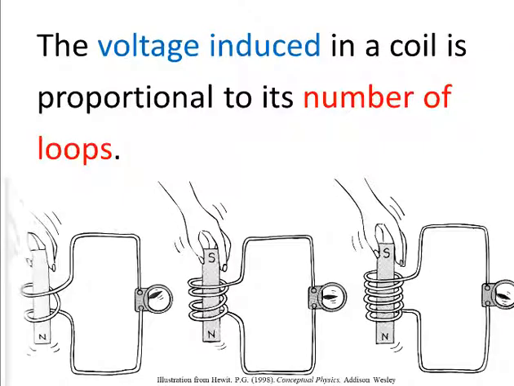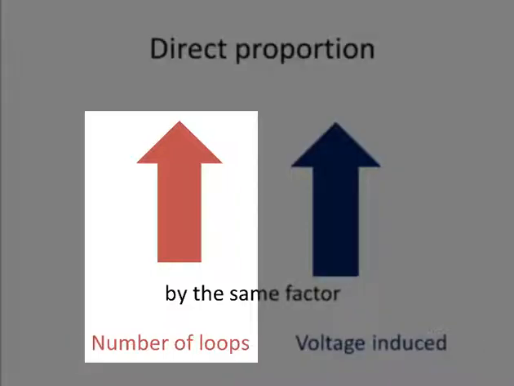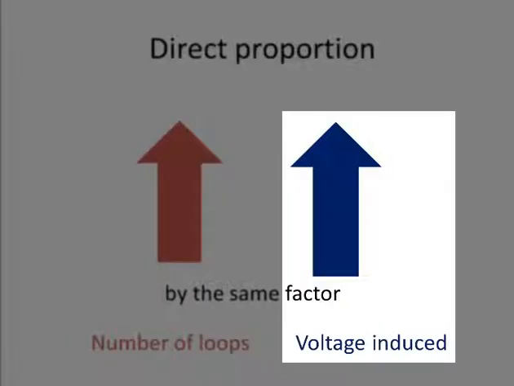The voltage induced in a coil is proportional to its number of loops. Proportional to means, or we could say directly proportional, the more, the more. The more loops, the more voltage.